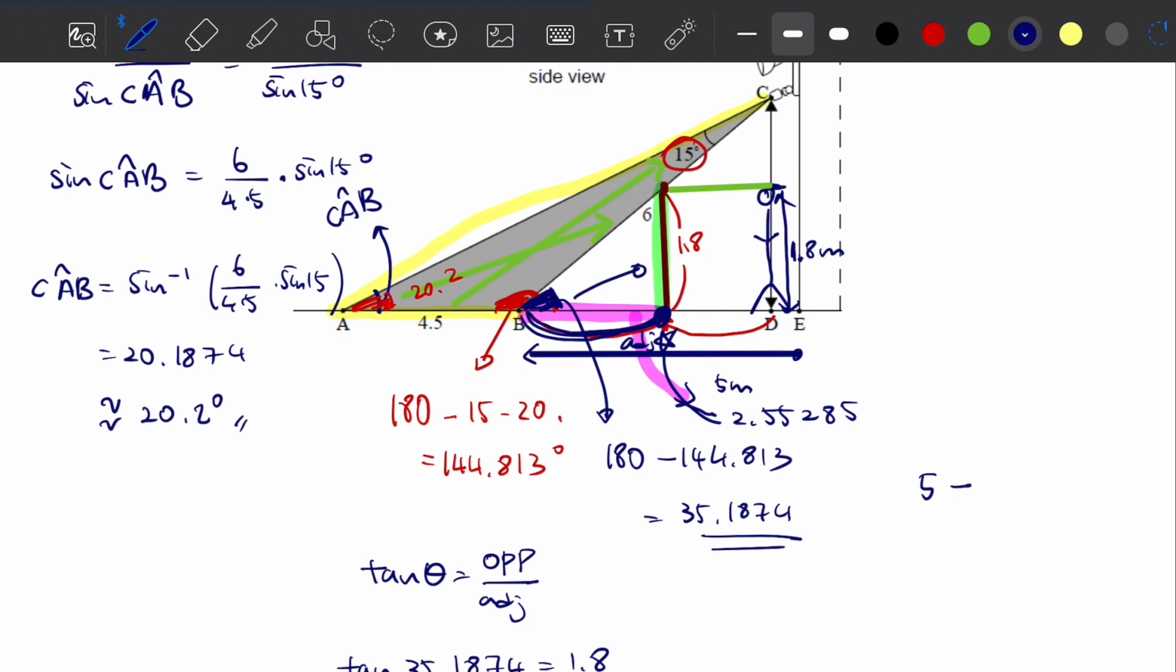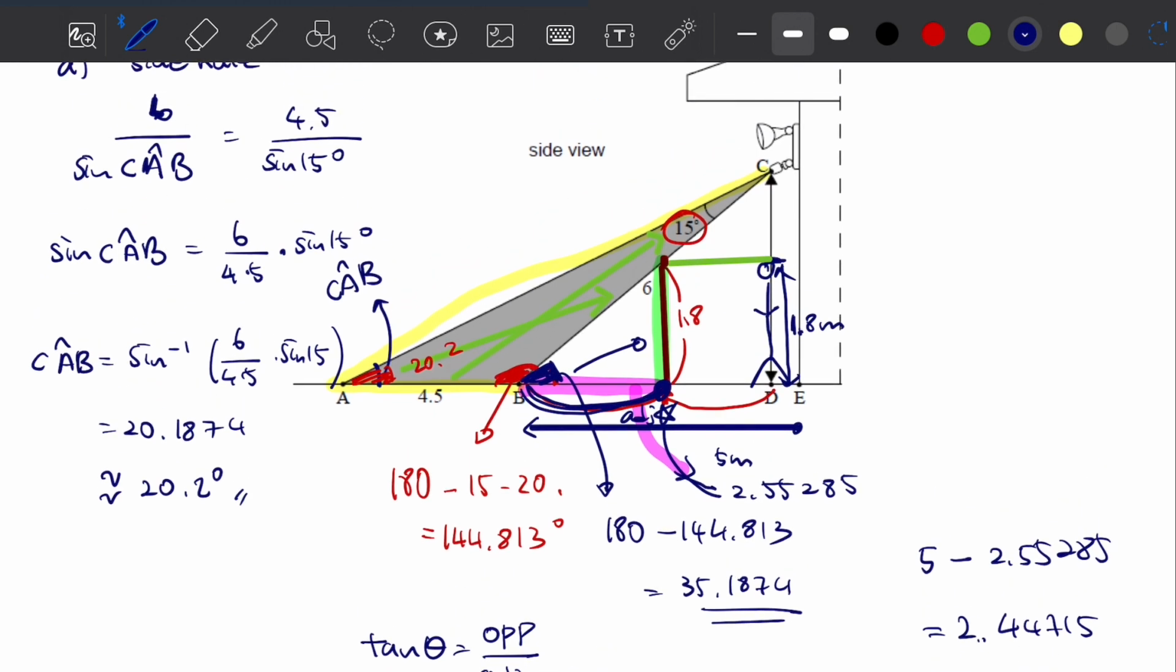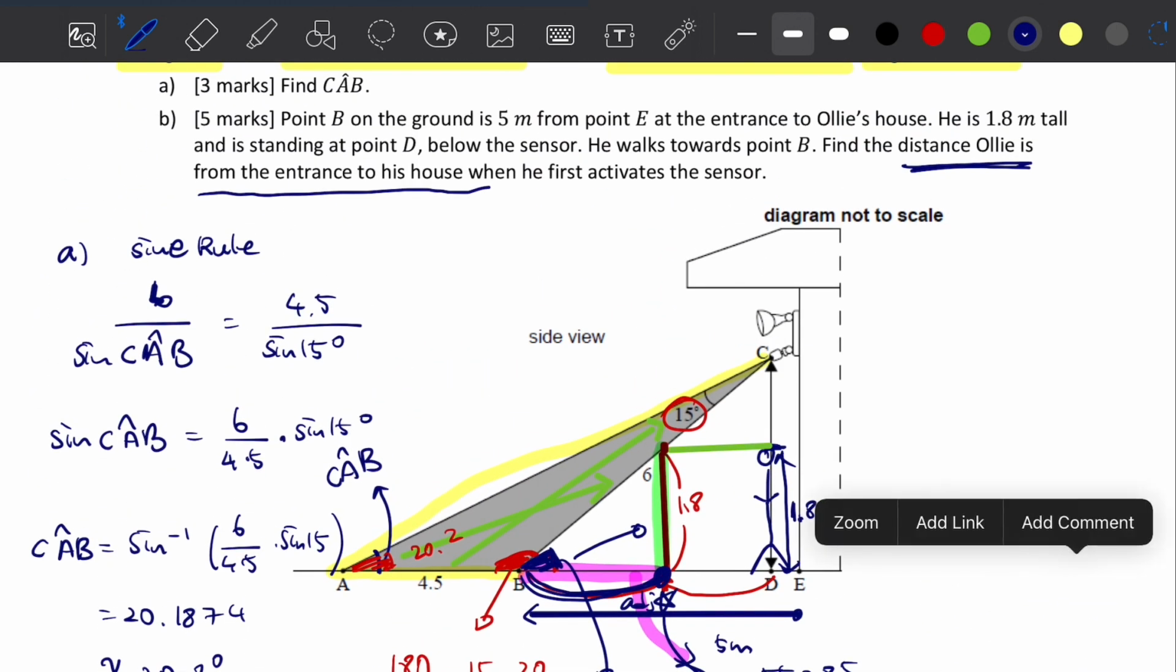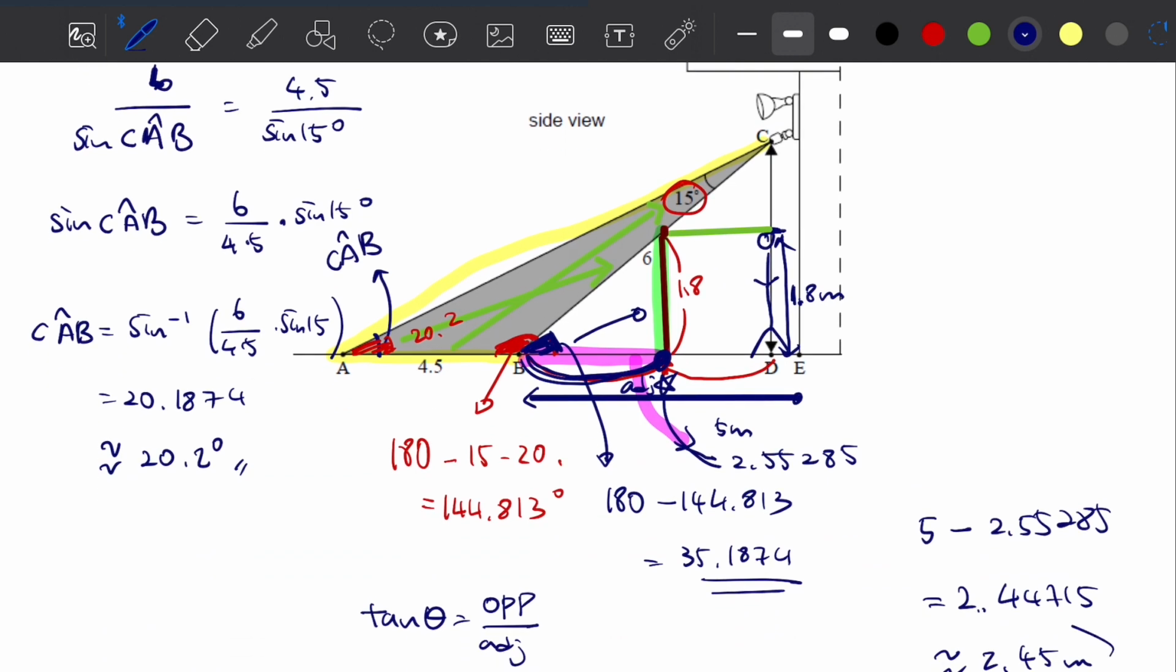So 5 minus 2.55285 gives us 2.44715. So it's approximately 2.45 meters, and this is the distance that Oli is from the entrance to his house. So this is the final answer.